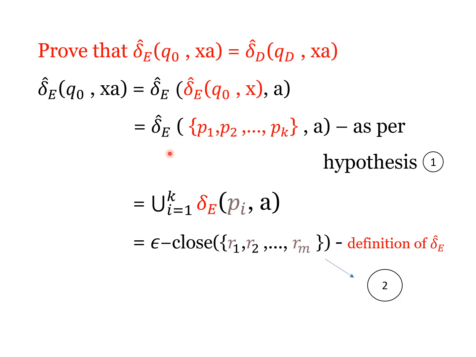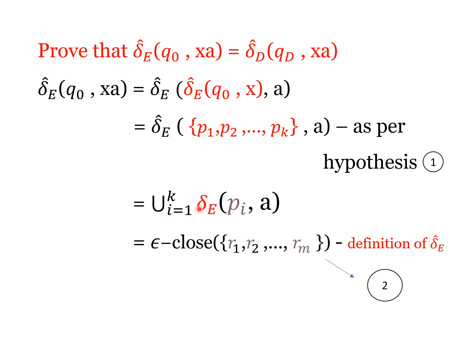And as per the definition of our extended transition in epsilon NFA, we can write this as, so how will we find the states from this transition? The states from this transition can be obtained by taking the union of del E of P1 comma A, union del E of P2 comma A, union del E of P3 comma A, etc. up to del E of Pk comma A. That is what is written here like this, so I is equal to 1 to K.